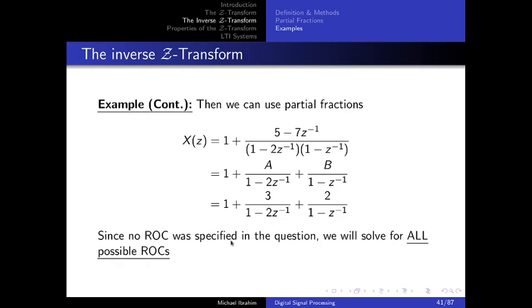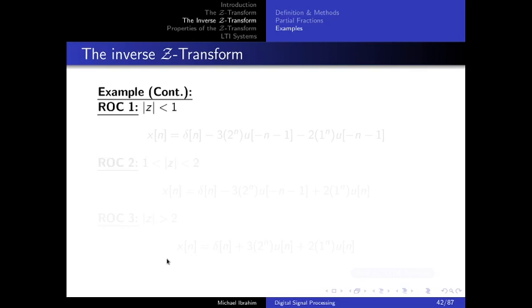Since no ROC is specified, we need to solve for all possible ROCs. So the first ROC is if modulus z is less than 1. So inside the circle whose radius is 1, in this case the ROC is going inward, and the sequence x of n should be left-sided. Okay, so the first term in X of z was 1. The inverse of 1 in the z domain is delta of n, because 1 is actually z to the power 0. So it can be inverted as delta of n minus 0, which is delta of n.